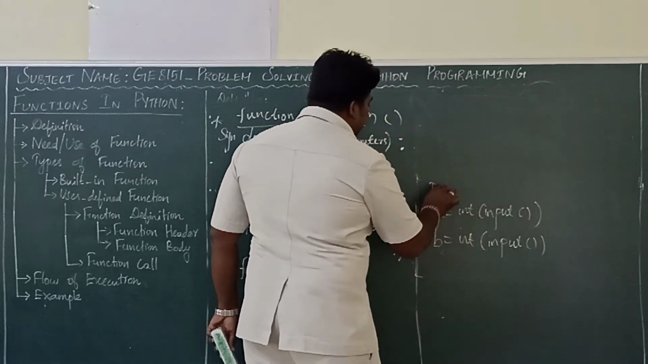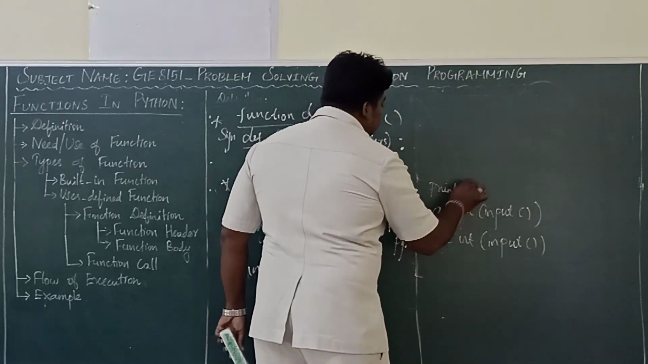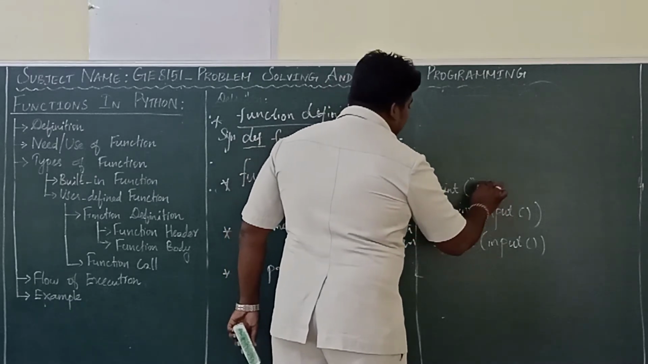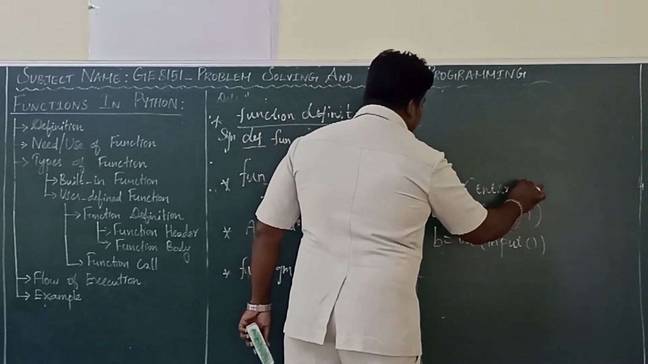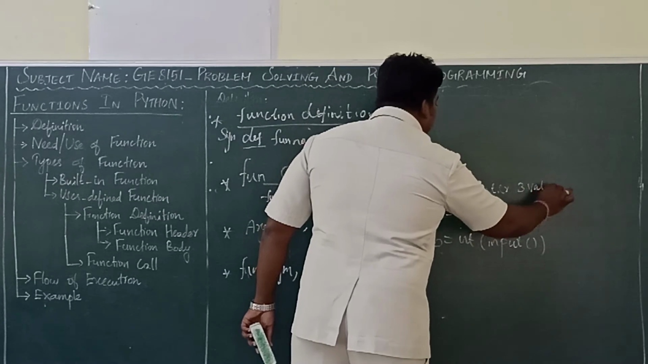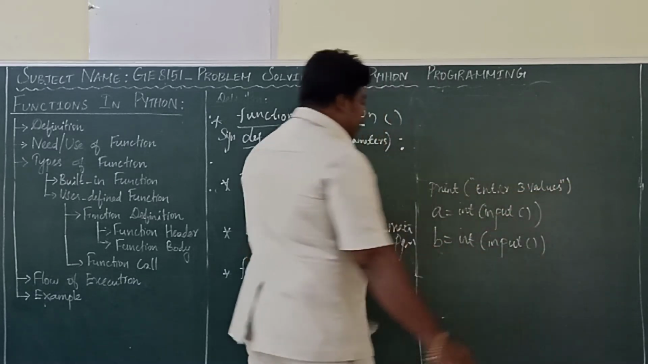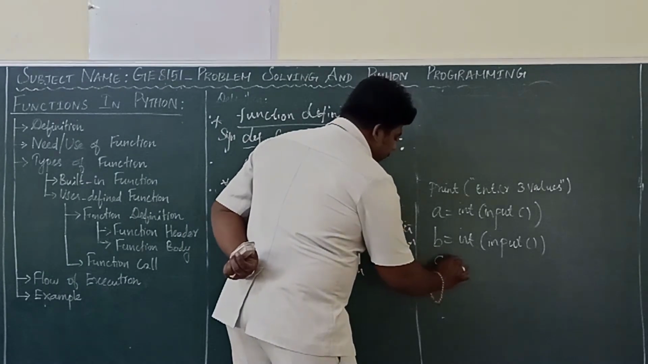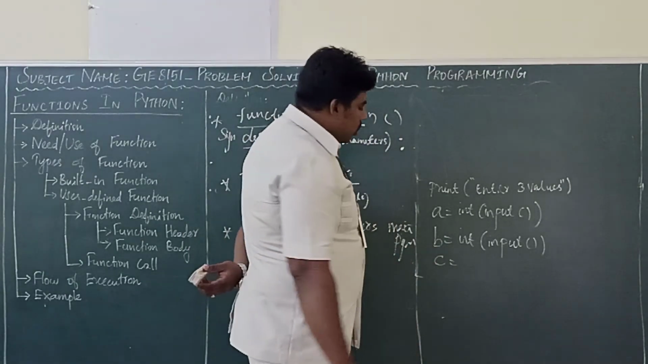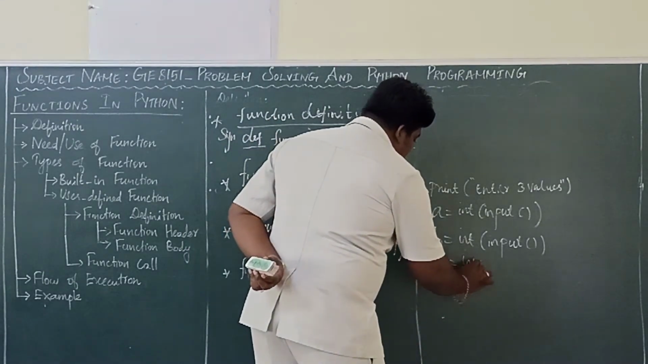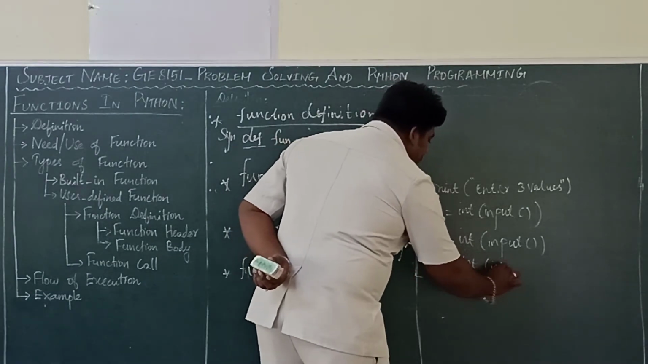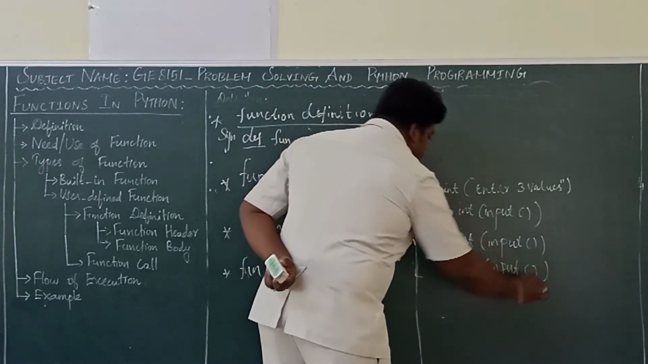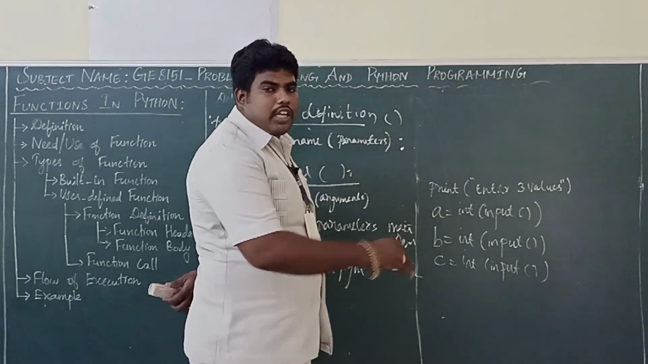Here, if you want, you can print it. Print, enter 3 values. You can write it if you want to give a notification in the output. Then c equal to int of input. Now 3 inputs I got it.